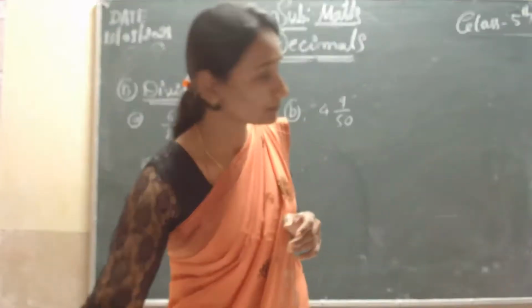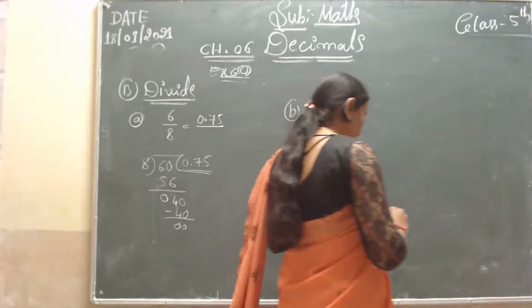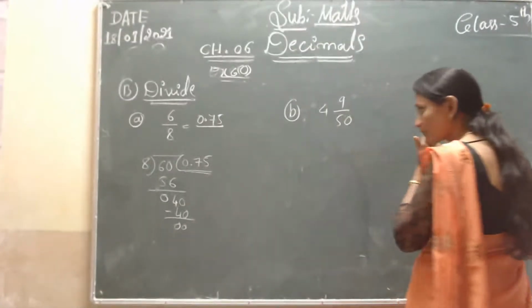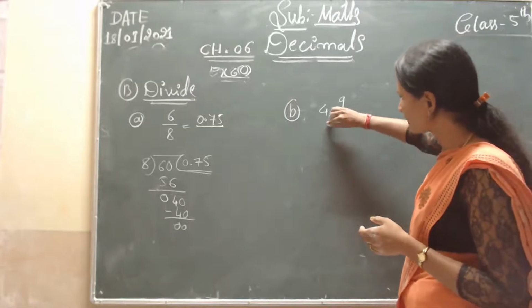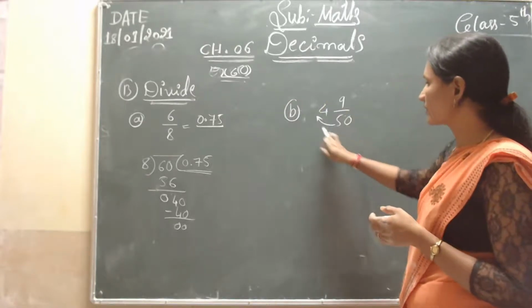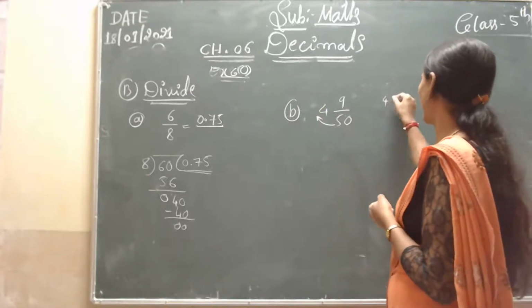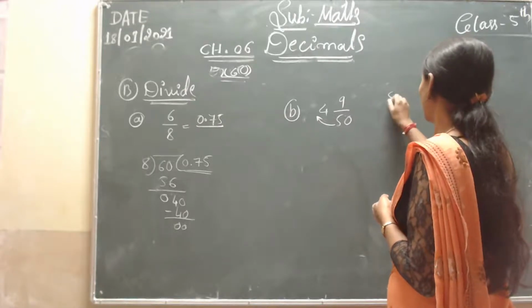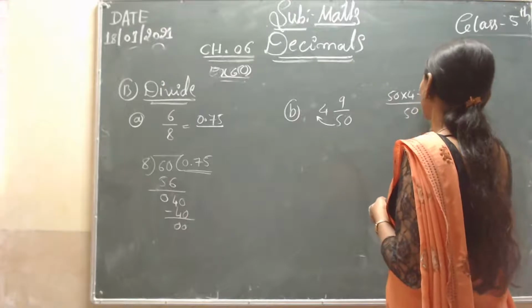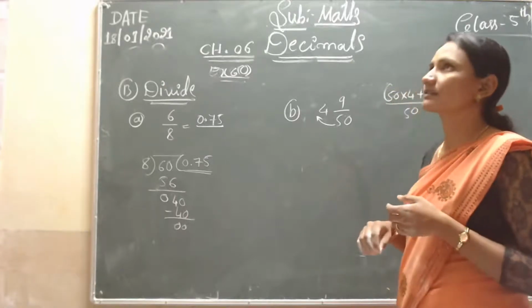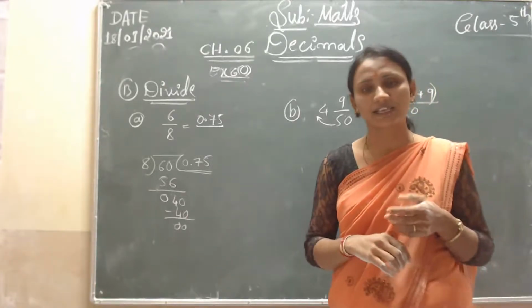In the next question, students, it is a mixed fraction, so first you have to convert it to an improper fraction. To convert to improper, you have to do cross multiplication. First cross multiplication: 50 into 4 plus 8 by 50. You already learnt this method in the fractions chapter.